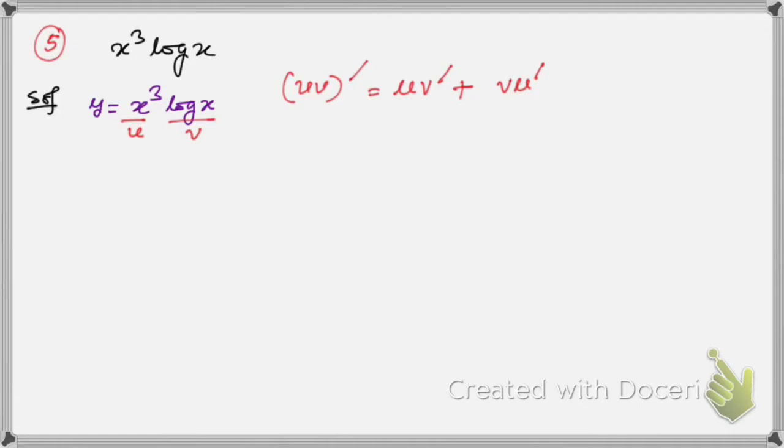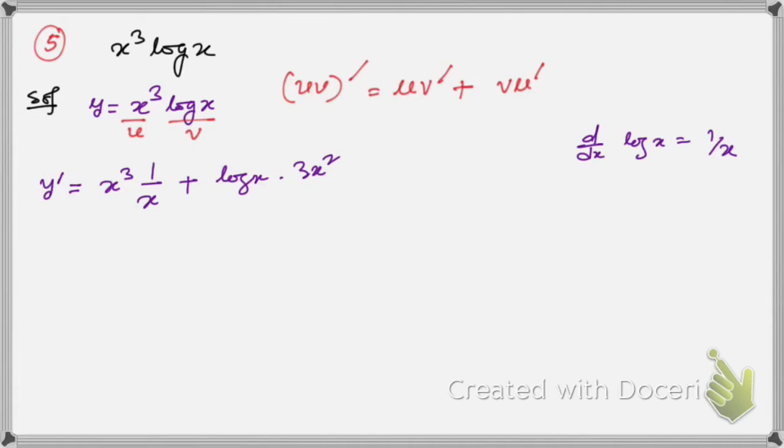So this is the product rule, now apply it. First function x cube, derivative of second function, derivative of log x is 1 by x, we know that, so here 1 by x, and second function log x, derivative of x cube, that is 3x square. So x cancels x cube to give x square, and so it becomes x square plus 3x square log x.